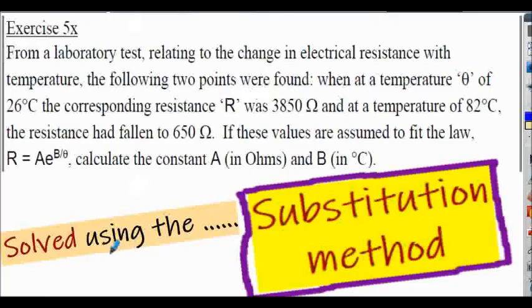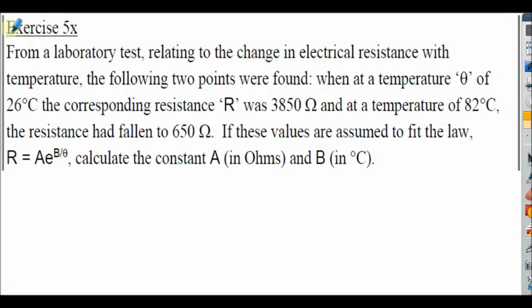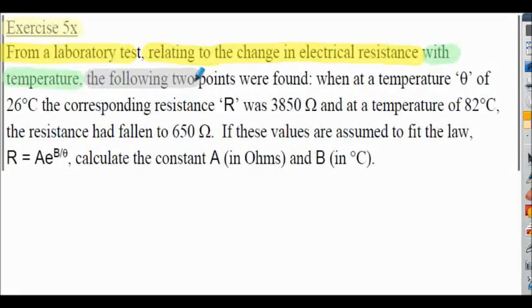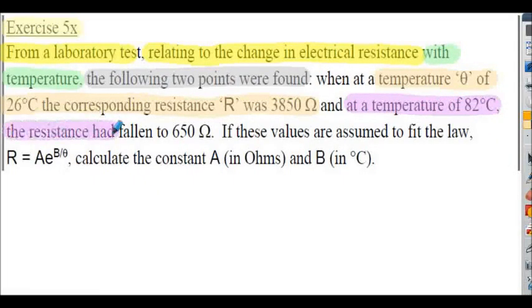Here's exercise 5x. Solve using the substitution method. Let's consider exercise 5x. So from a laboratory test relating to the change in electrical resistance with temperature, the following 2 points were found. Firstly, when the temperature theta is 26 degrees C, the corresponding resistance R was 3850 ohms, and at a temperature of 82 degrees C, the corresponding resistance had fallen to 650 ohms.